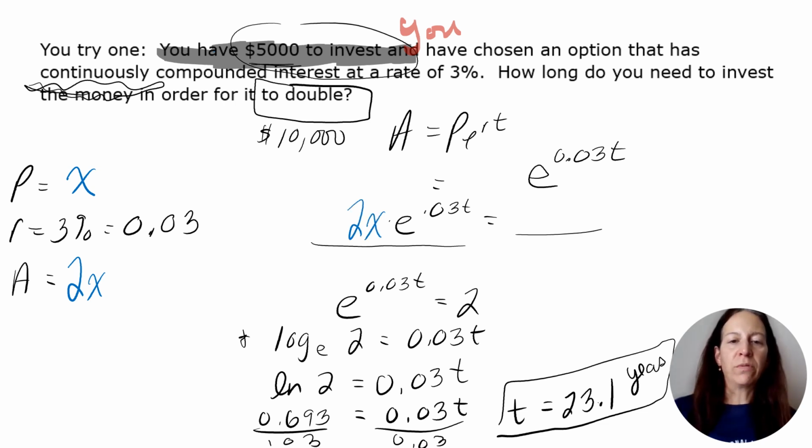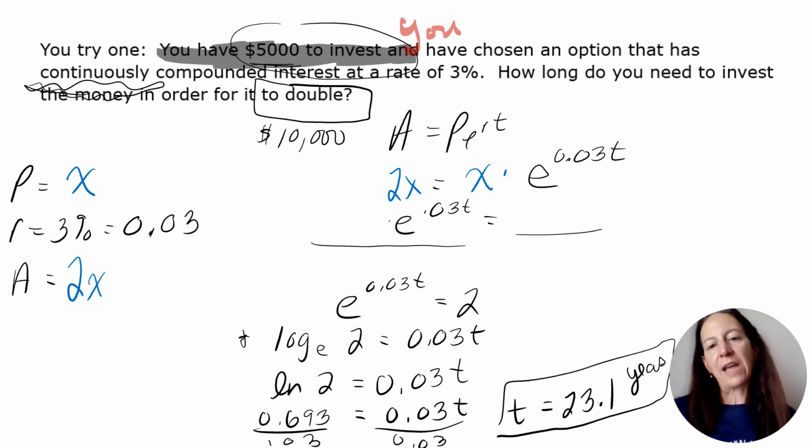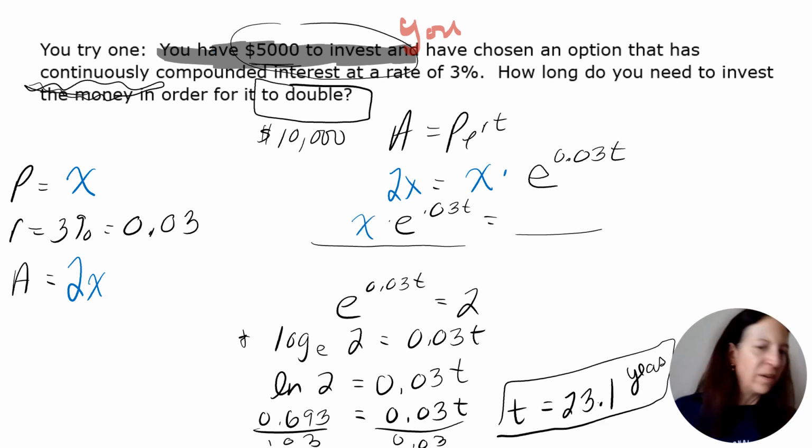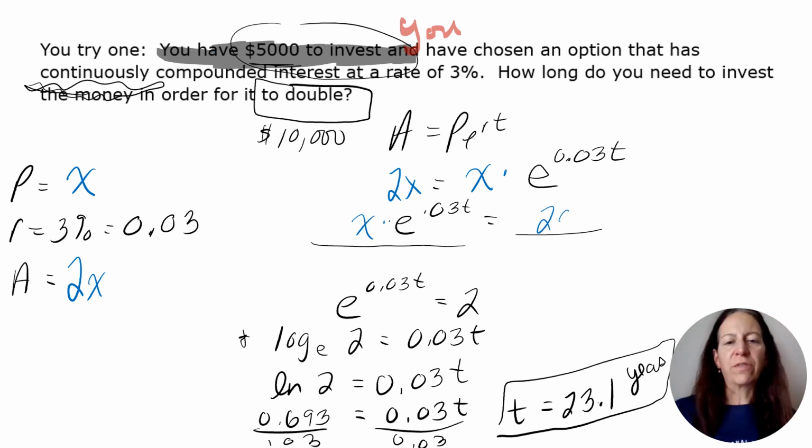And the principal, oh, wait a minute. I did not put that in the right spot. Okay. So we have 2X, and then the principal was X. So we had X times this. I just changed the order. Now instead of dividing by the 5,000, now we need to get this by itself.